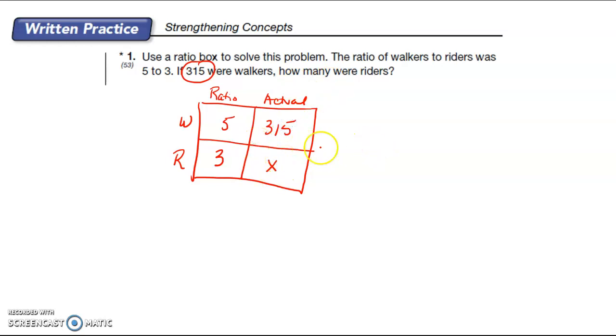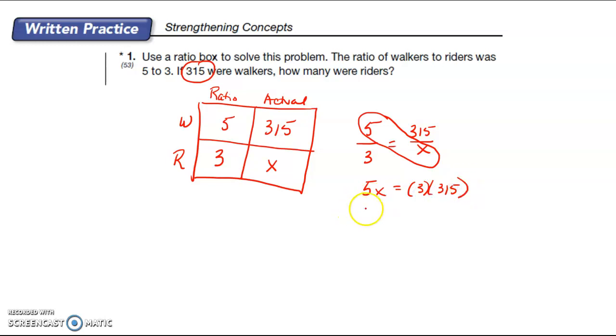So we have our ratio box, proportion, cross multiply. So let's see, 3 times 315 is... And then I want x by itself, so I divide by 5. That cancels, my x comes down, my equals comes down. I get 189. Okay.